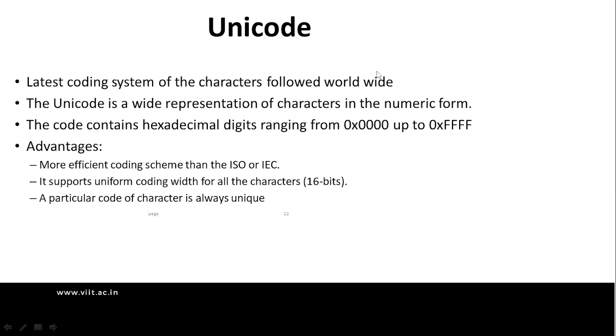Then Unicode. The latest coding system of characters followed worldwide. Unicode is a wide representation of characters in numeric form. The code contains hexadecimal digits ranging from 0x0000 up to 0xFFFF. Advantages of Unicode: it is a more efficient coding scheme than ISO or IEC. It supports uniform coding width for all characters, 16 bits. A particular code of a character is always unique.